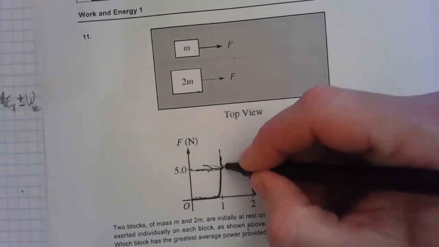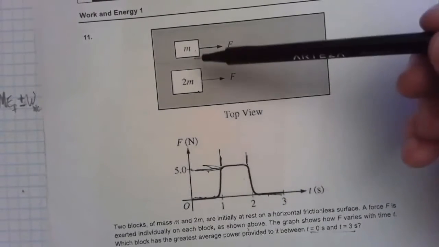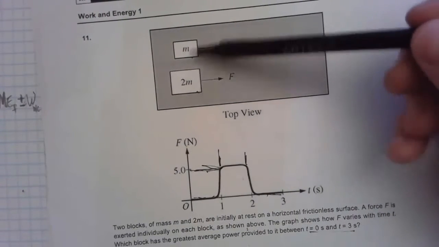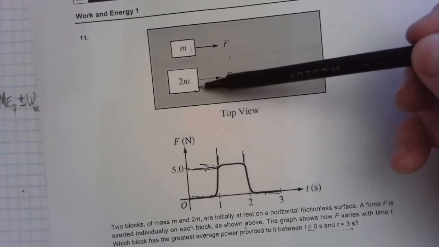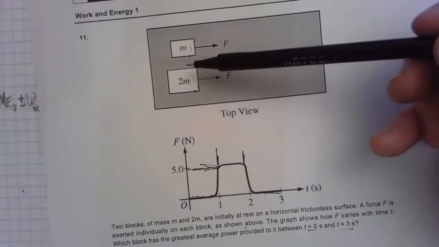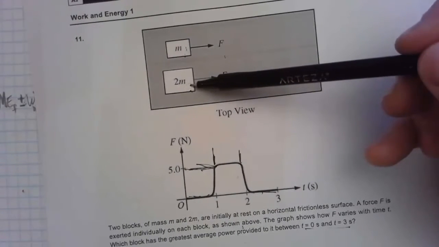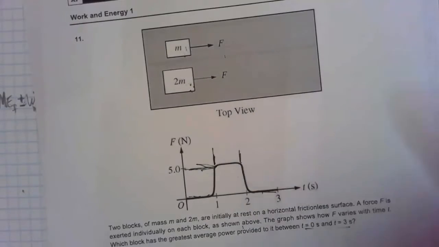So if I apply a 5 Newton force to each of these, ask yourself, are they going to accelerate at the same rate? And the answer is no. This one's going to accelerate at half the rate, right? Because of the more mass. F equals ma and all that.